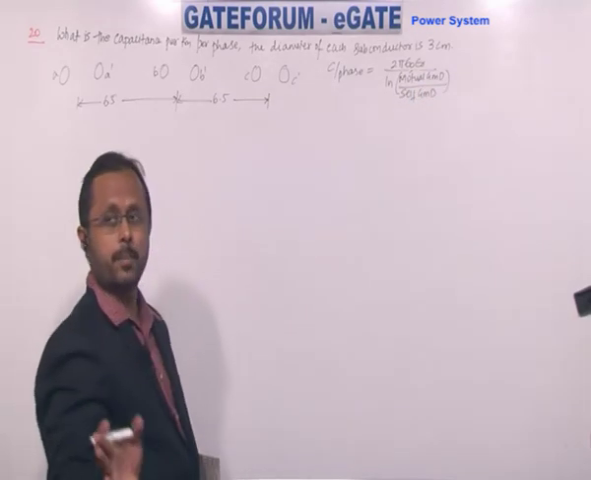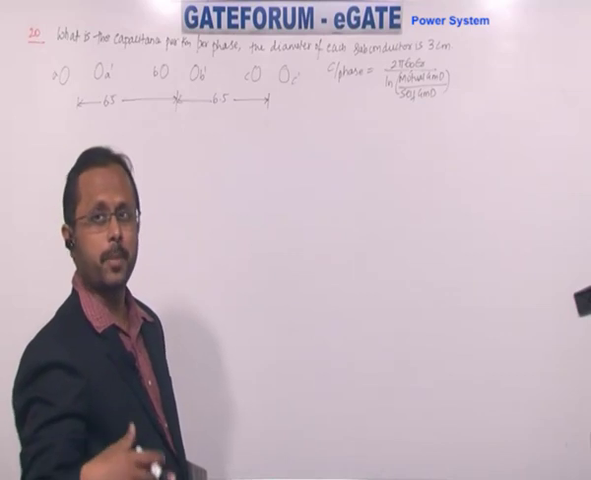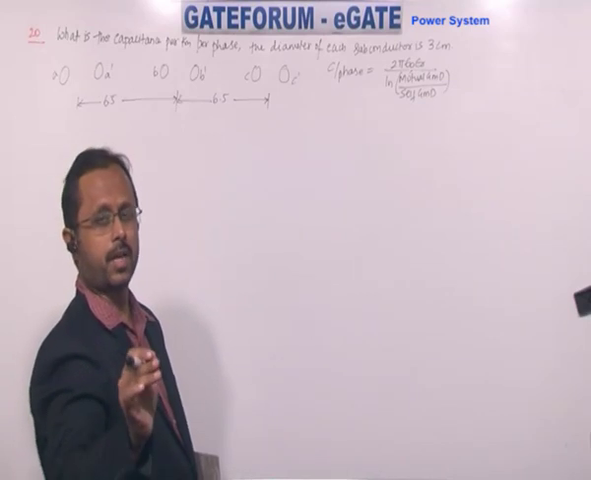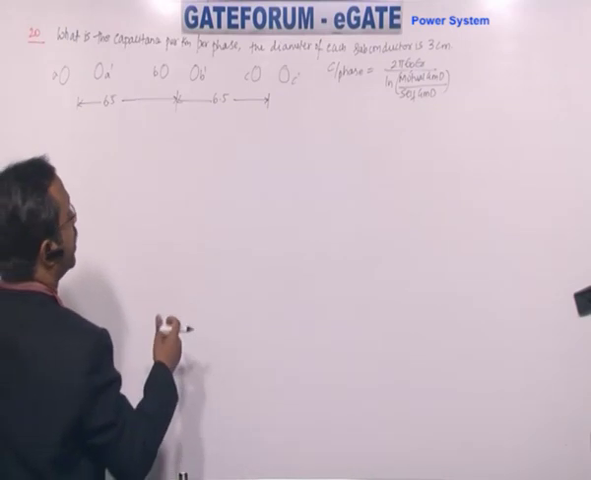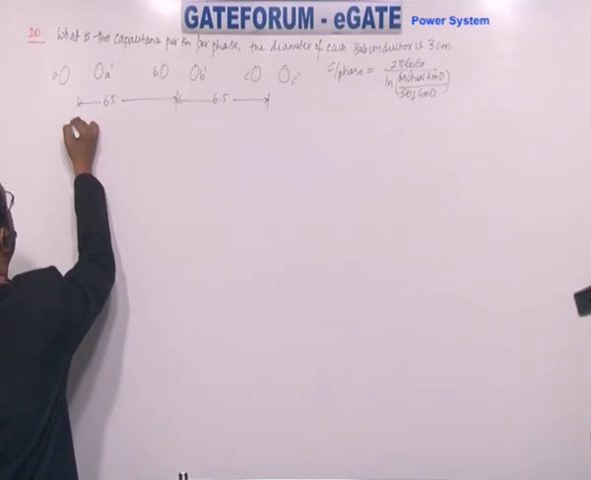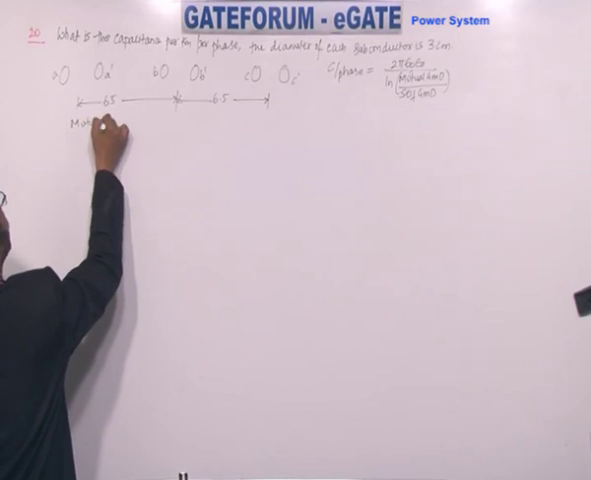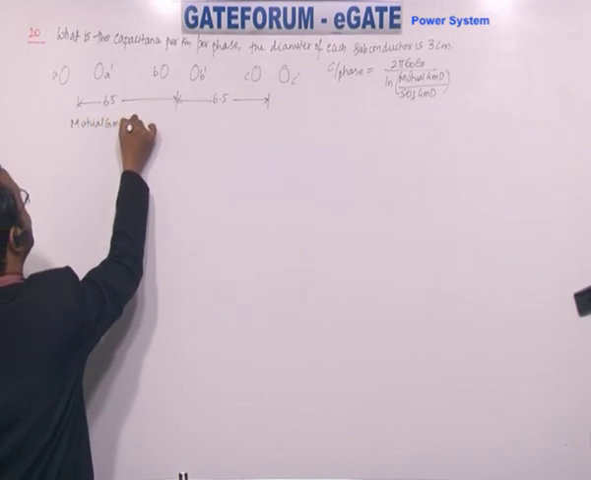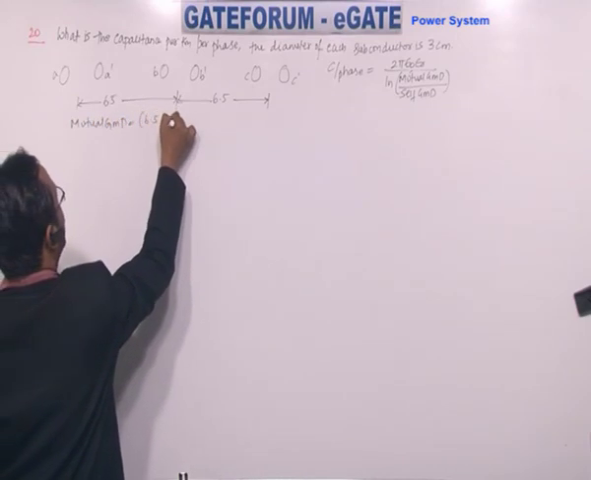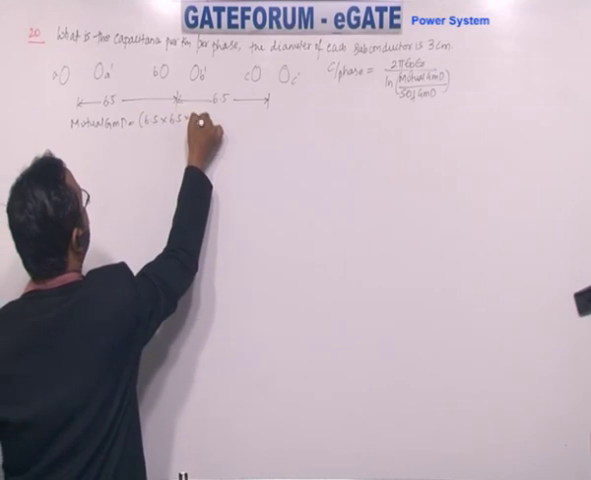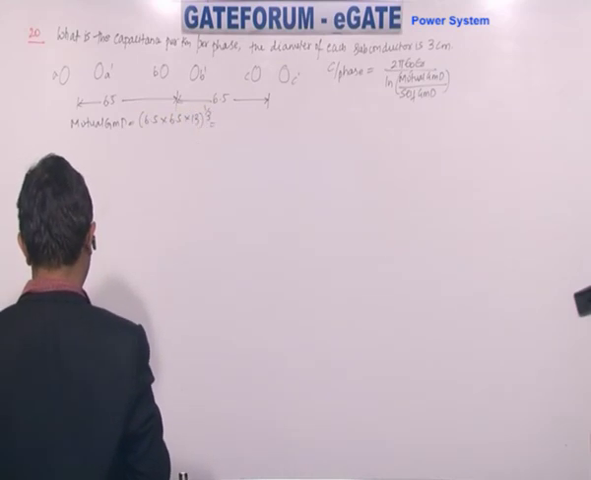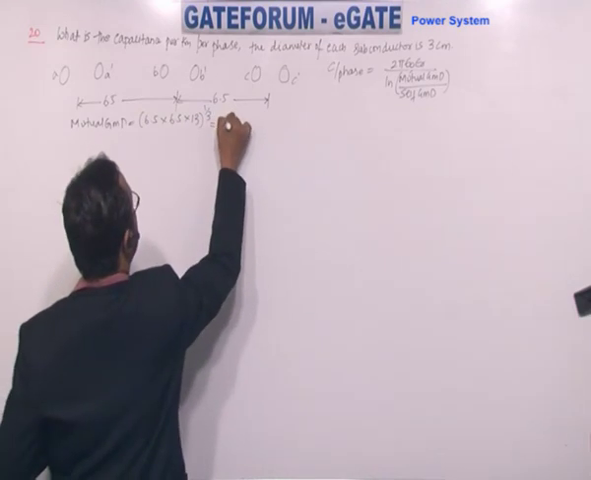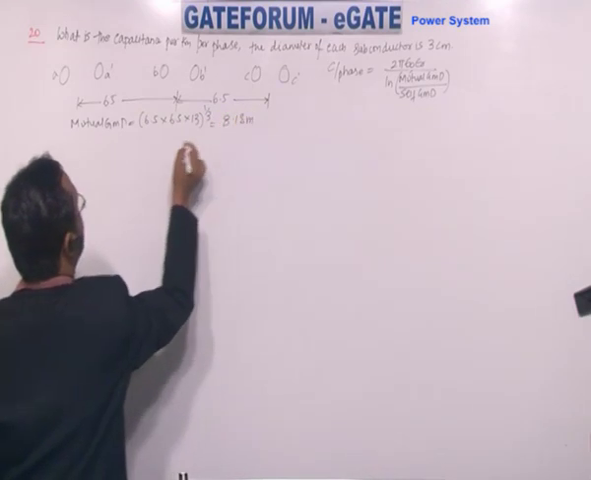Capacitance calculation is independent of GMR, independent of GMD. But initially you write it as self GMD so that you can substitute the values without any difficulty. So what is the mutual GMD? 6.5, 6.5, 13. You have 3 distances, apply cube root. How much? 8.18 meters.